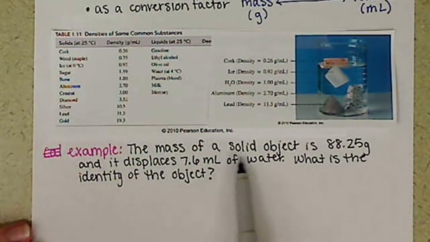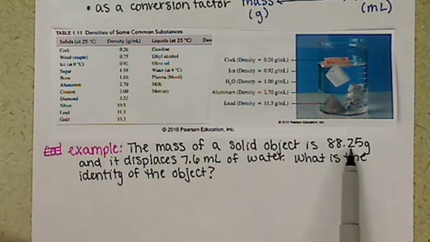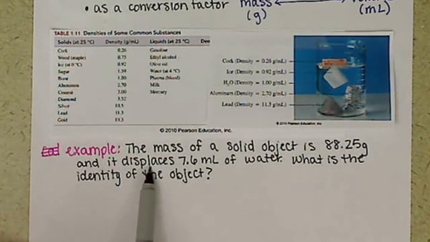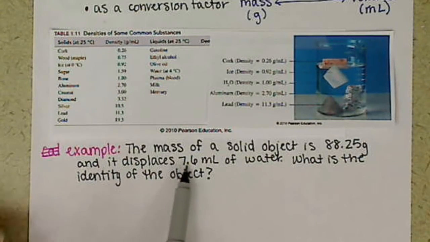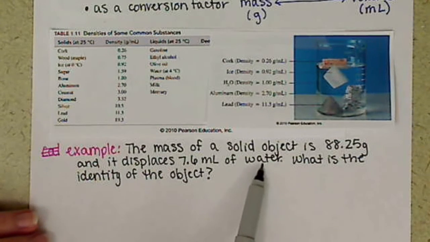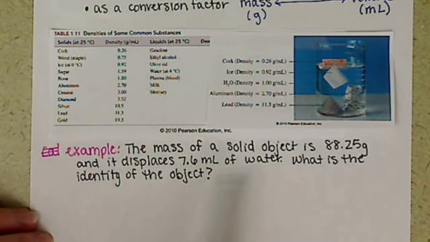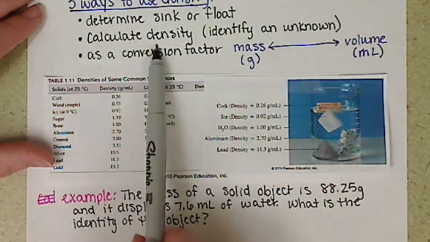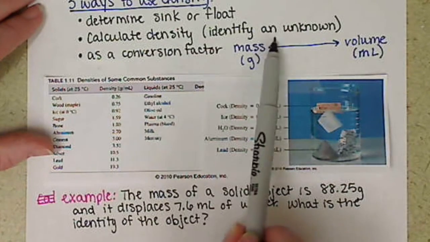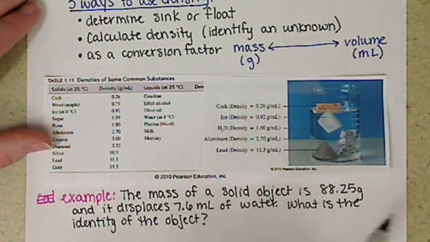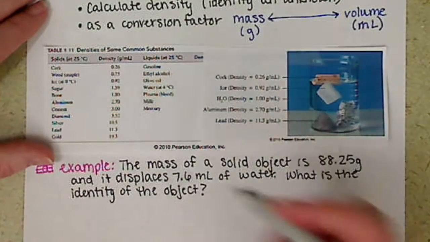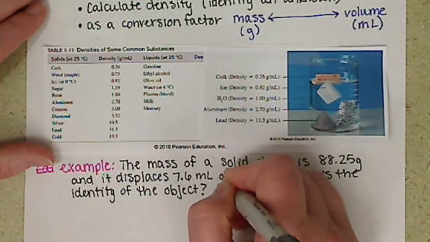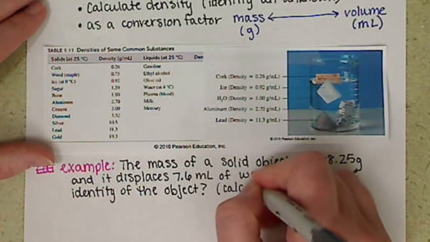So we have the mass of a solid object is 88.25 grams, and it displaces 7.6 milliliters of water. What is the identity of the object? Remember when I said we can calculate density in order to identify an unknown? Basically in this question, we want to calculate our density.